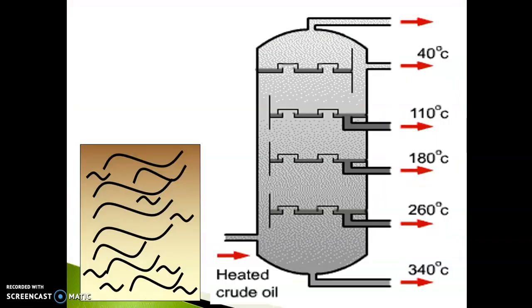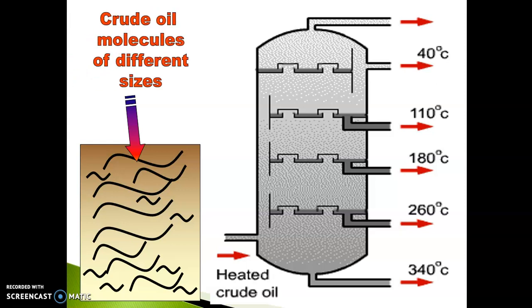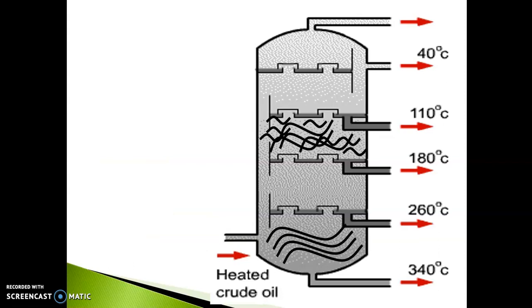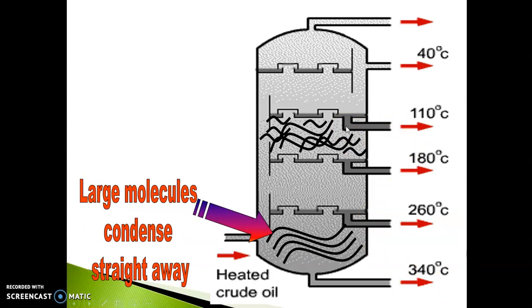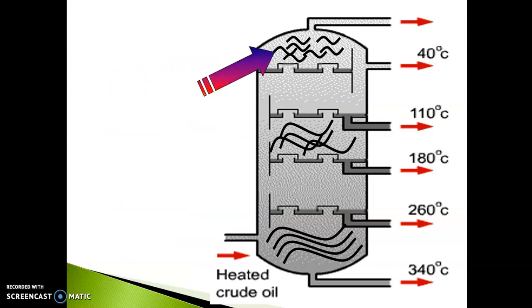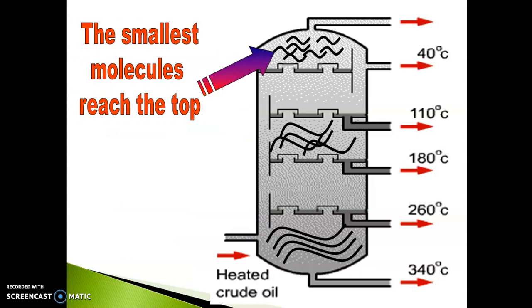Okay, showing it in terms of the size of the molecules. The whole mixture of the crude oil, which contains molecules of all different sizes, passes into the fractionating column as a gas. And then as you go up the column, you get the big molecules at the bottom, smaller as you move up the column. The large molecules condense straight away, smaller molecules condense further up the column, and right at the top, the very smallest molecules might not even condense. They would probably be collected still as gases.